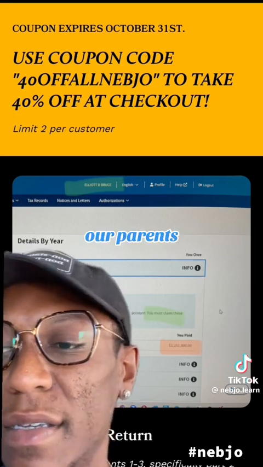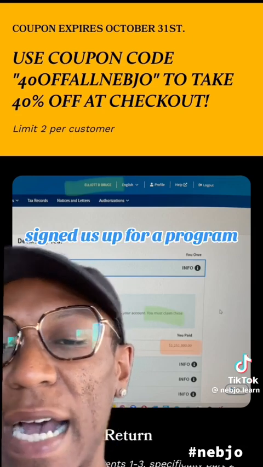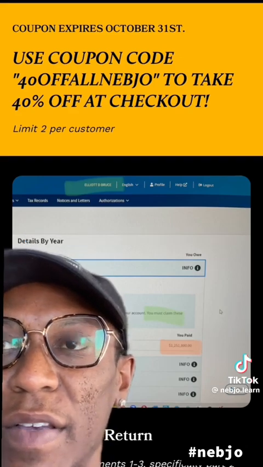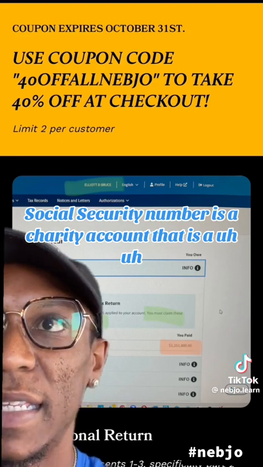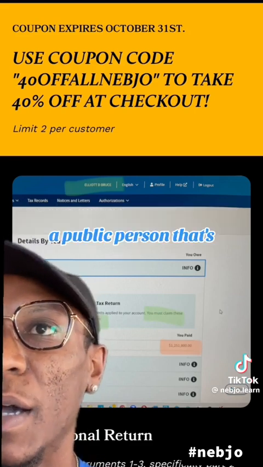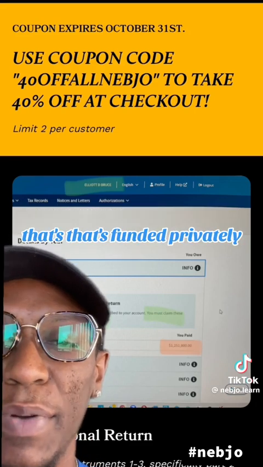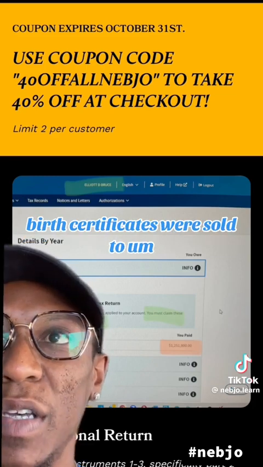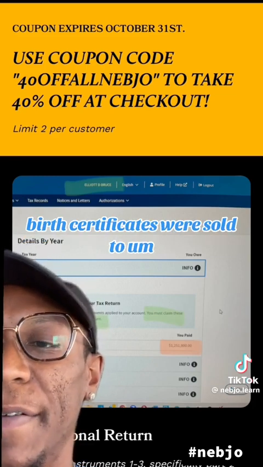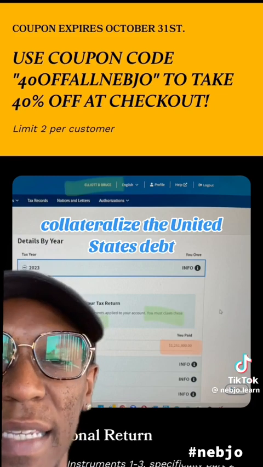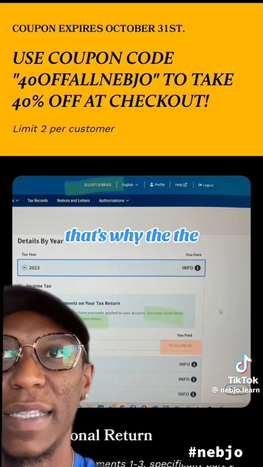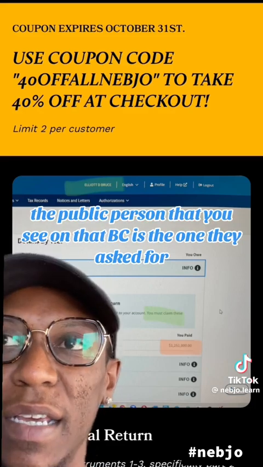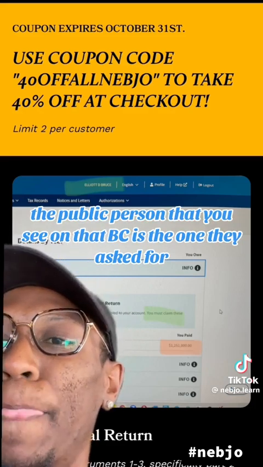It's not a hard concept to understand that our parents signed us up for a program, a charity program. The Social Security number is a charity account that is a public person that's funded privately. Birth certificates were sold to collateralize the United States debt. So that's why the birth certificate has public credit. That's why the public person that you see on that BC is the one they asked for.